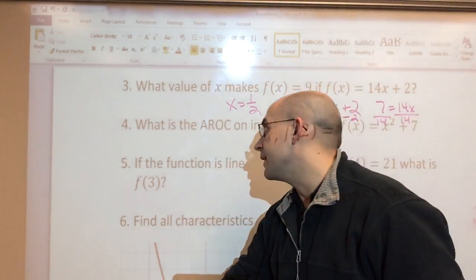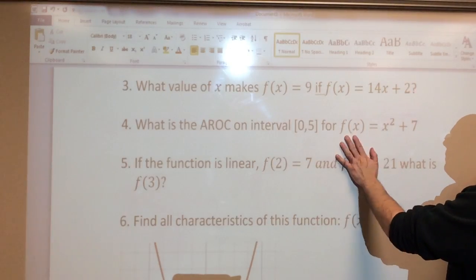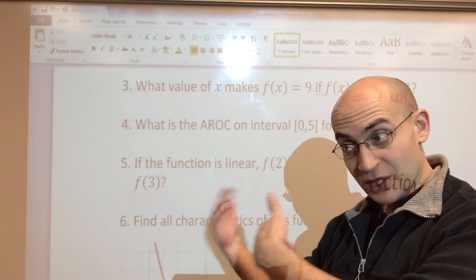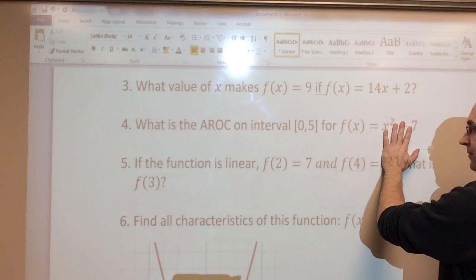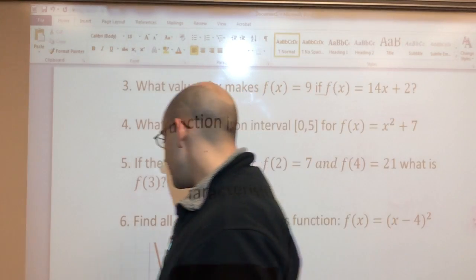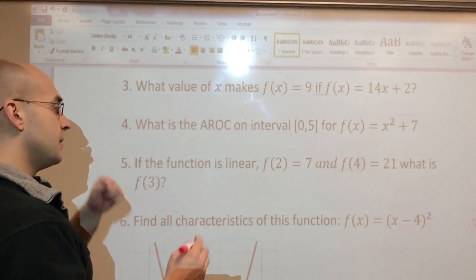Average rate of change on the interval 0 to 5 for the function f of x equals x squared plus 7. You don't need a graph because I'm giving you all the values that you need. When x is 0, where is f of x? When x is 5, where is f of x? And this is a slope problem. You're going to see that often. There's a lot of things with slope on here.